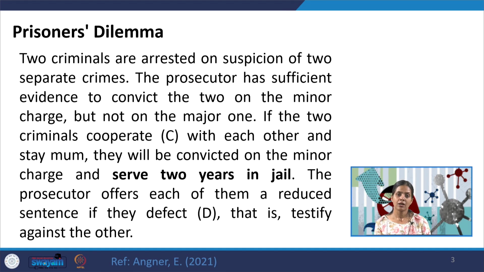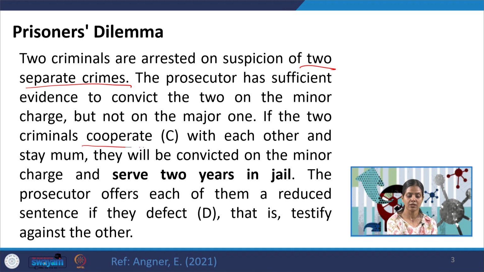So, here let us talk about the classical example which gave birth to the idea of prisoner's dilemma games. Two criminals are arrested on suspicion of two separate crimes. The prosecutor has sufficient evidence to convict the two on the minor charge, but not the major one. If the two criminals cooperate with each other and stay mum, they will be convicted on the minor charge and serve 2 years in jail. First of all, one crime is a major one, another is a minor one. Now, we are saying that there are two strategies.